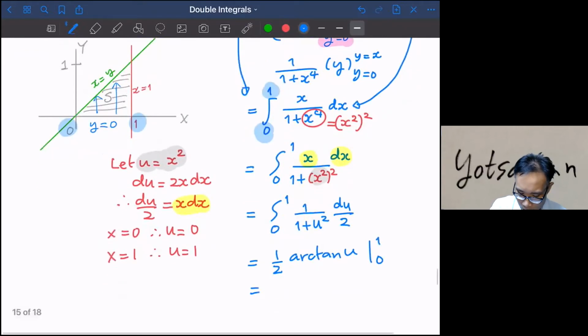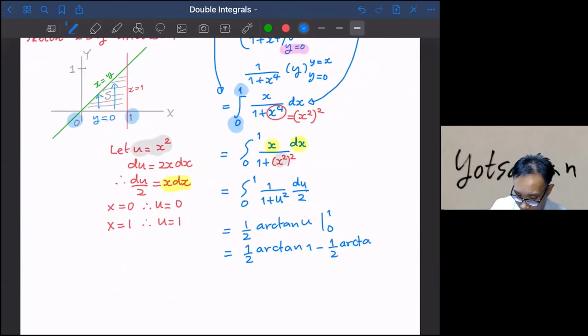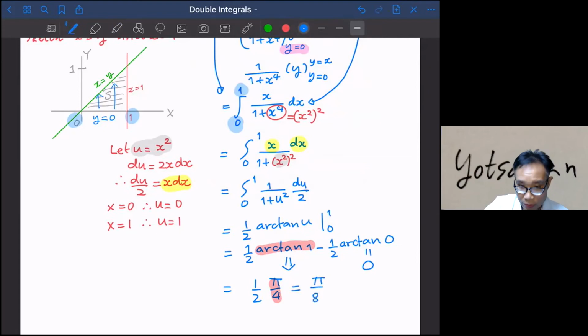So it becomes 1/2 arctan 1 minus 1/2 arctan 0. And arctan 1 is pi over 4, arctan 0 turns out to be equal to 0, so it disappears. So at the end, you just have this final answer. The final answer must be pi over 8.